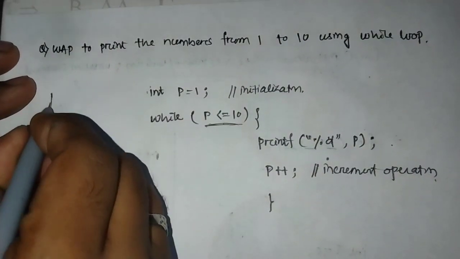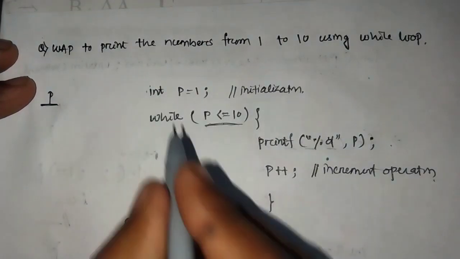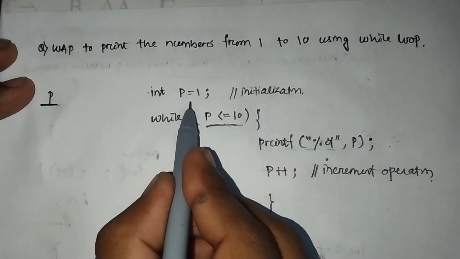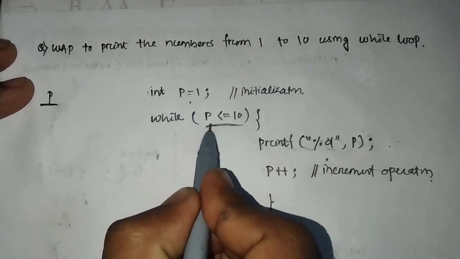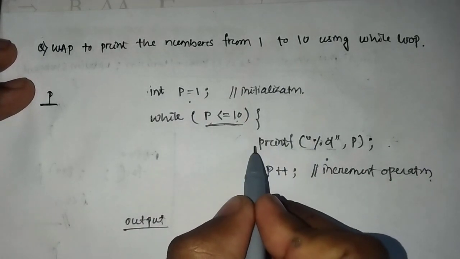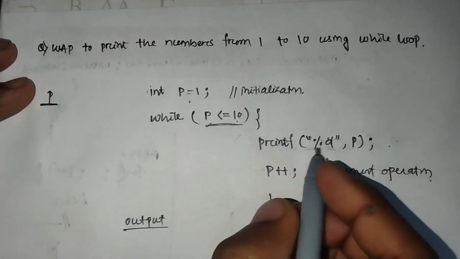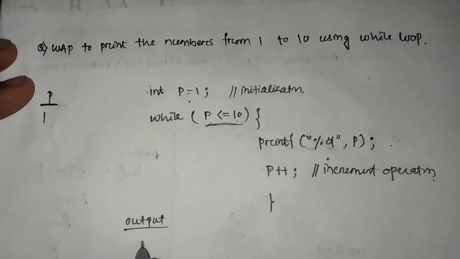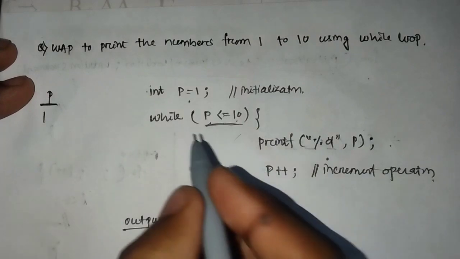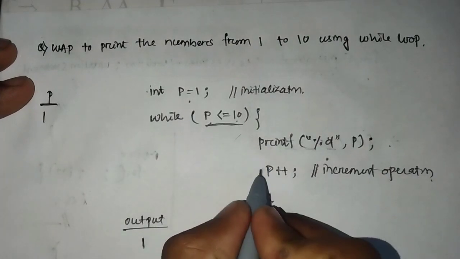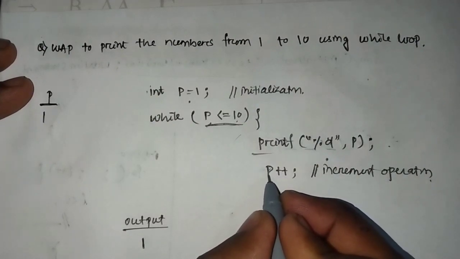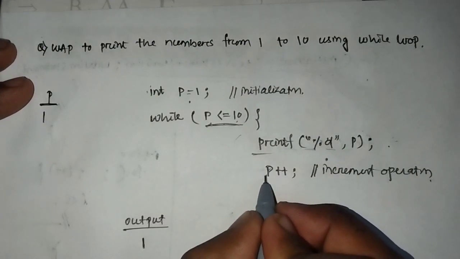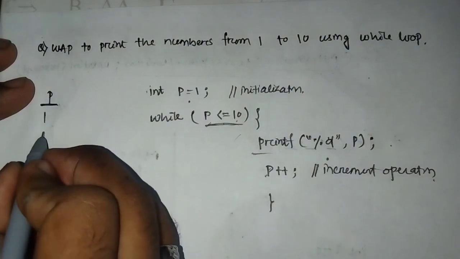Here I am going to write the value of p. First, the value of p will be 1, so it will check the condition. 1 is less than 10, so it will enter the loop and print the output 1 first. Second, after this printing statement, it will increment the value of p. So now the value of p will change from 1 to 2.